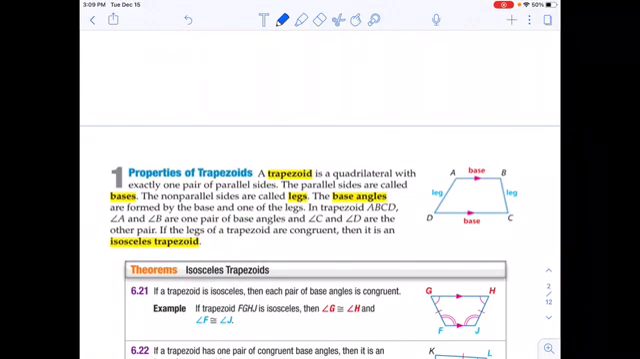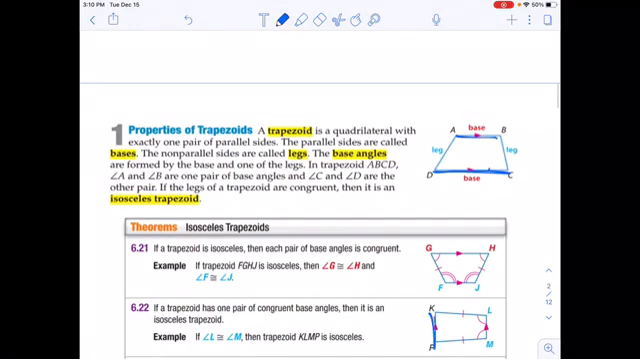So the properties of a trapezoid: a trapezoid is a quadrilateral with exactly one pair of parallel sides, only one pair, not two pairs like a parallelogram. So a trapezoid is not a parallelogram, is what that is saying. The parallel sides are called the bases. Whether they are horizontal like here or vertical over here, these are considered the bases because they are the parallel sides. The non-parallel sides are called the legs.